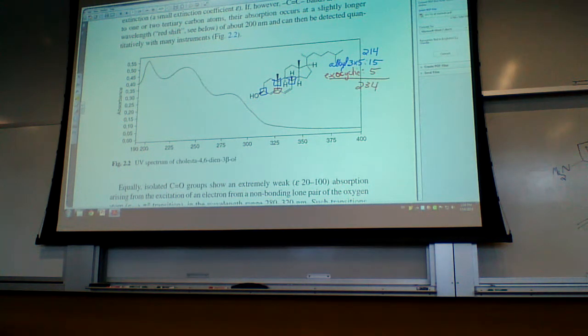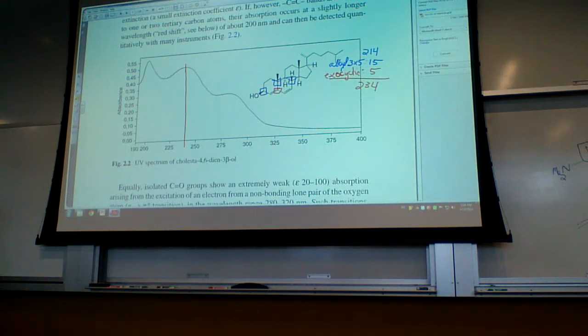234, which here is our lambda max for that diene. Yeah. The other piece of myself, because I lost count. Like if I was looking at this, I would think that the lambda max was like 200.